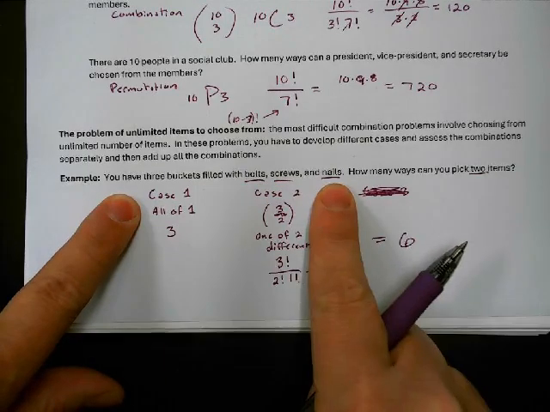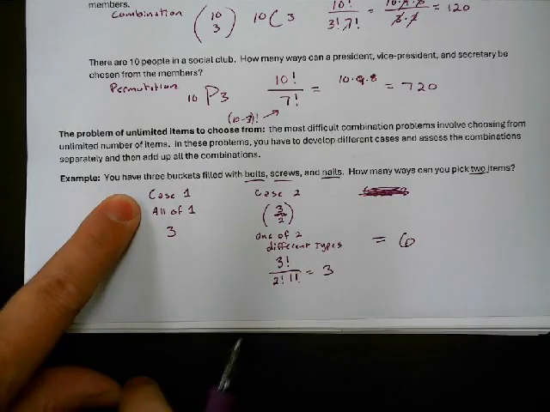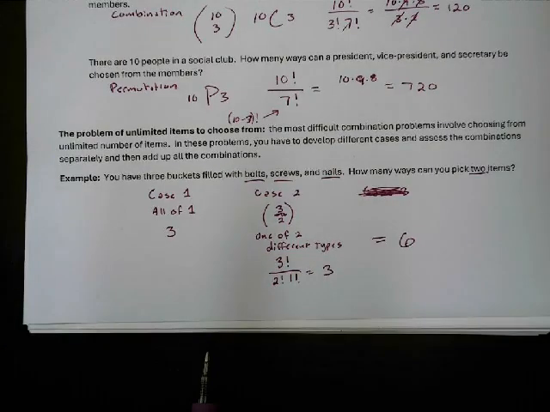So we have to break up the different cases, and the more items that you have with unlimited things, the more ways that you have to split up the cases. So these are the types of problems you really have to think through, and think through all the different possibilities that might happen.